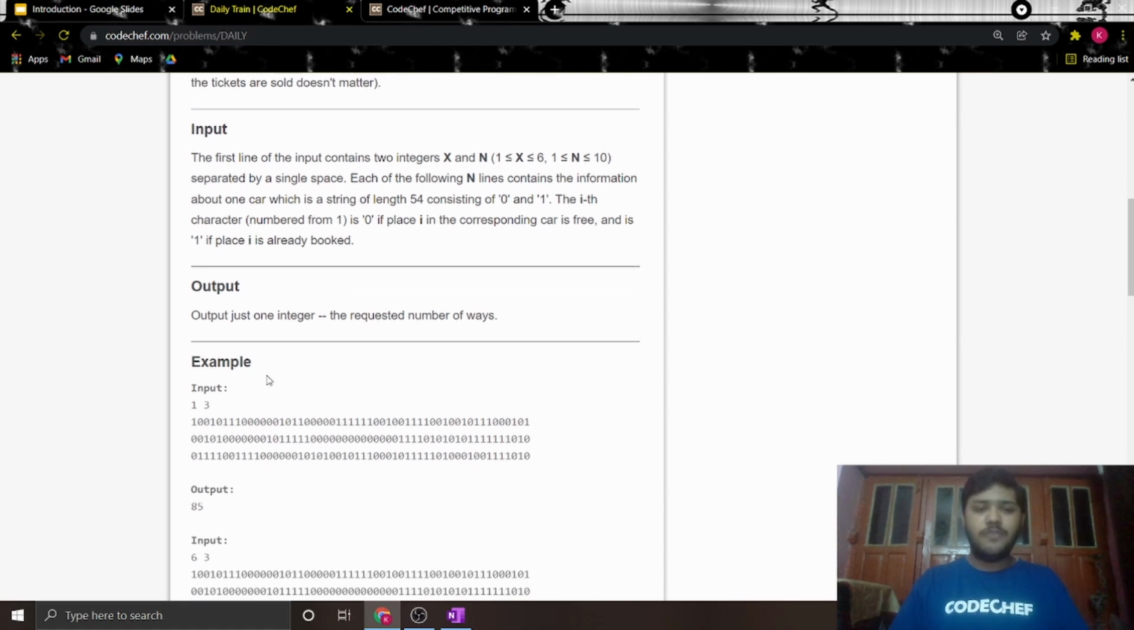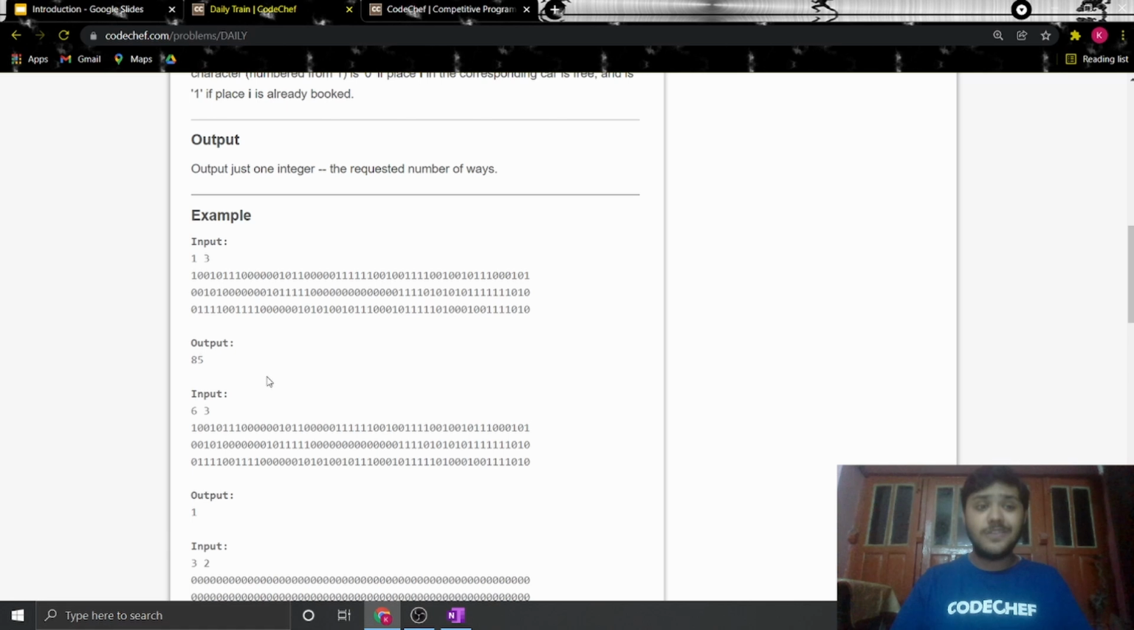We have to output one integer, the requested number of ways, such that the X friends sit in a single compartment. We have to buy X tickets. So basically we can buy tickets from a compartment which has at least X seats free. If the value of X is 5 and the number of free seats is 4, we cannot buy 5 seats from the 4 free seats. But if the number of free seats is 4 and the number of friends is 3, we can definitely buy tickets for 3 seats from the 4 free seats.